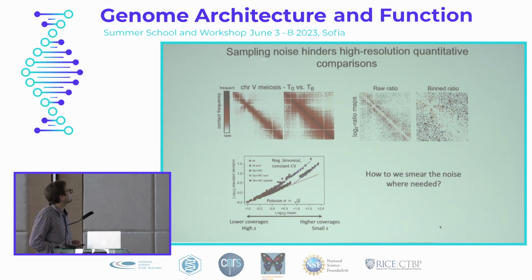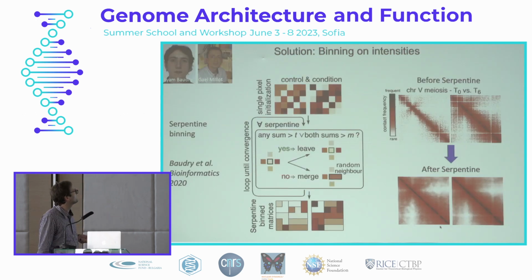In particular, you have a lot of information close to the diagonal, and very little information far from the diagonal. So when you bin, let's say we do a ratio between two matrices, two conditions, when you rebin you get more information far away, but you lose all the information close to the diagonal. So we wondered, can we make an algorithm that is able to smear the noise only where it is needed? That's why we came up with Serpentine, an algorithm which is published online, that does a kind of iterative binning of the matrix, which is local and depends on the local coverage.